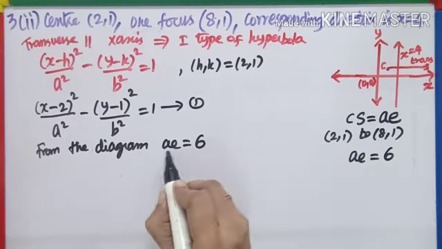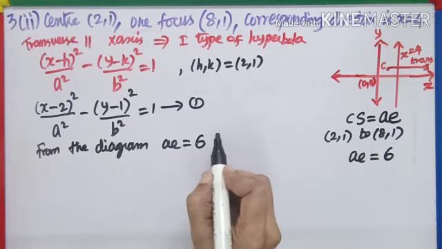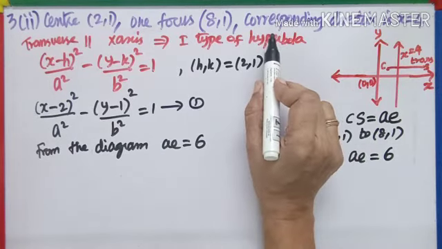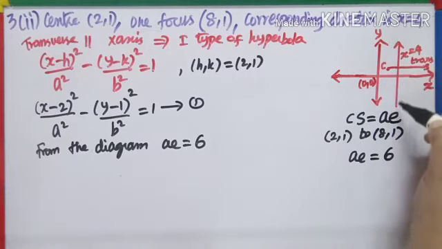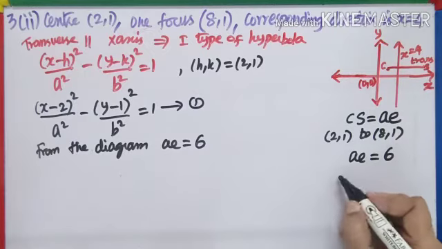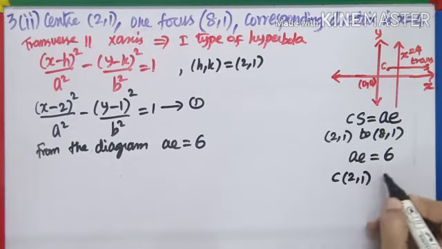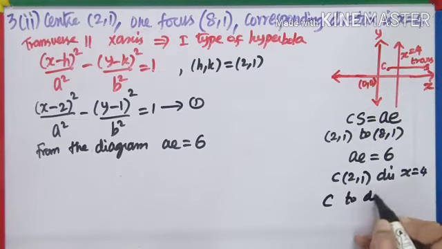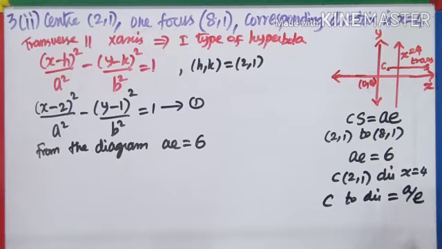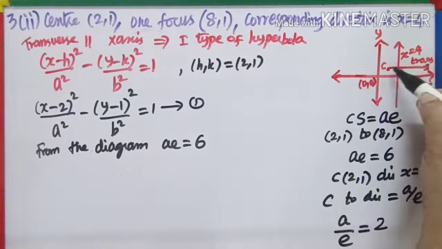If I know AE, one clue is got. Go on to the second. The corresponding directrix is x equal to 4. Here we have drawn x equal to 4 and the center is 2, 1. Center to directrix, the distance is A by E. And A by E is 2 to 4. What is the distance? 4 minus 2, that is 2.